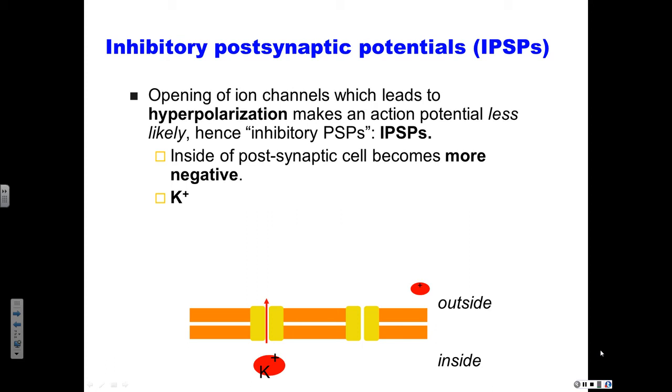And therefore, I'm further away from the threshold, and so I would need a bigger signal now to get to threshold. And there are neurons in your brain that do that. They calm things down. Because this tends to calm things down, right? It makes it harder to get an action potential if you have an inhibitory one.